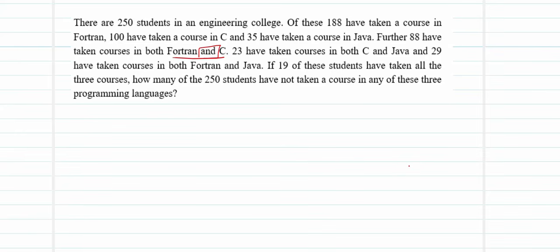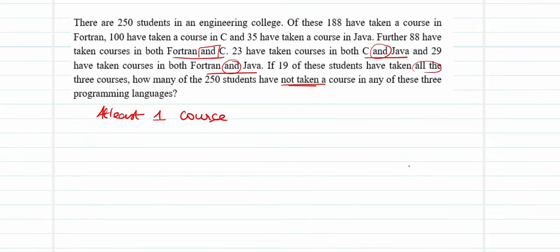23 have taken a course in both C and Java. Again notice the word and, so this represents the intersection of C and Java. 29 have taken a course in Fortran and Java. So over here it is and. If 19 of these students have taken all the three, A and B and C, how many of the 250 students have not taken a course in any of these programming languages? We will first try to see how many of them have taken at least one course.